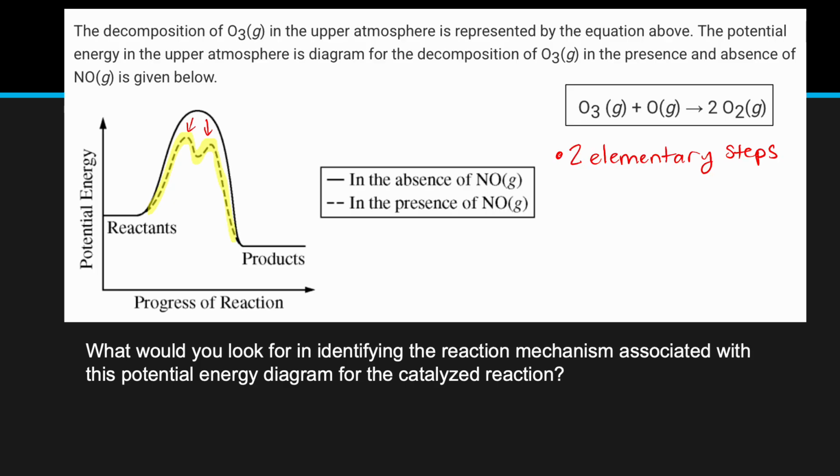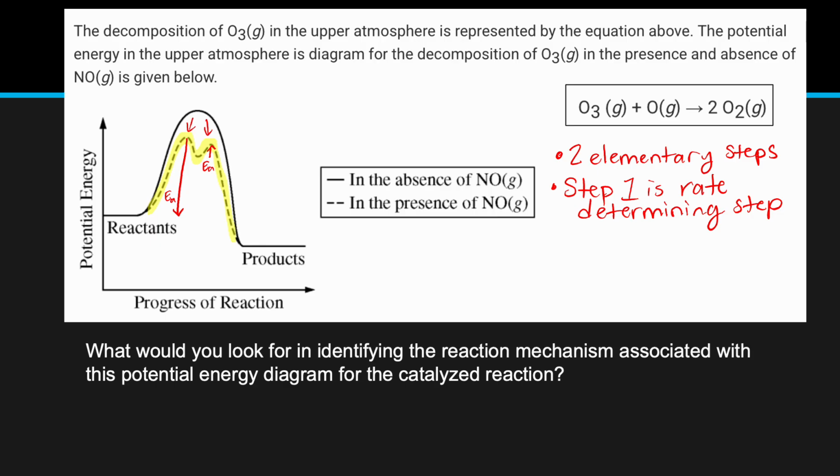The next thing I want you to notice is that our first elementary step is going to have a much larger activation energy than our second elementary step, which means our first elementary step is going to be our slow reaction, or the rate determining step.